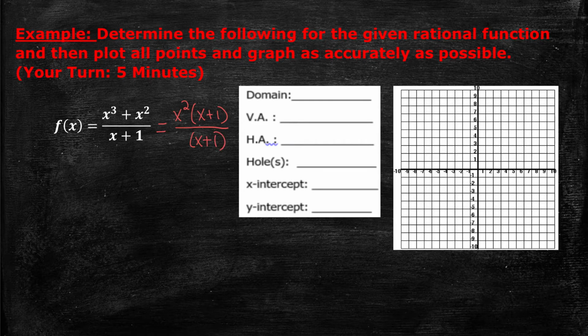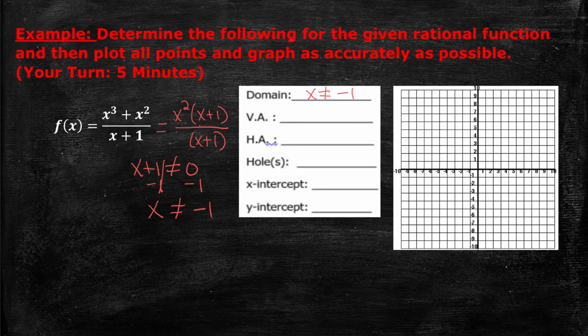Okay, now before we cancel anything, let's go ahead and write what our domain is. Remember, our domain can be found by taking the denominator and setting it not equal to 0. So what does the x value have to be for that denominator to be 0? And we do not want it to be that. So we're going to say x cannot equal negative 1. So that's our domain. x cannot equal negative 1.